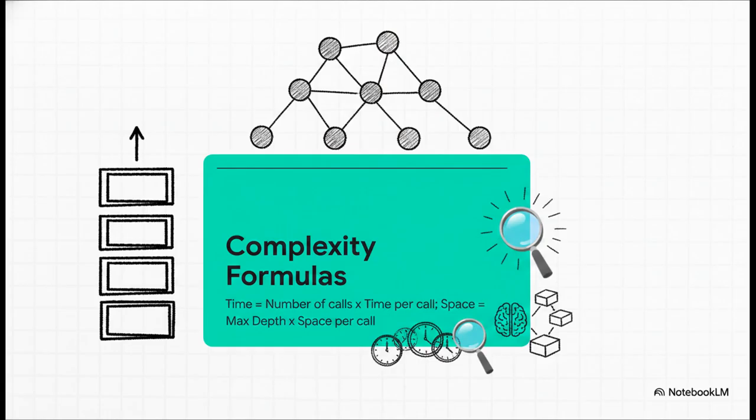We measure a recursive function's efficiency using 2 simple formulas. Time complexity is the total number of function calls multiplied by the time taken per call. And space complexity is equally vital. It's the maximum depth of that physical memory stack multiplied by the space used per call. Remember, every single time a recursive function pauses to call itself, it takes up real memory. If your tree goes 100 levels deep, that's 100 frames just sitting there in memory waiting to resolve.